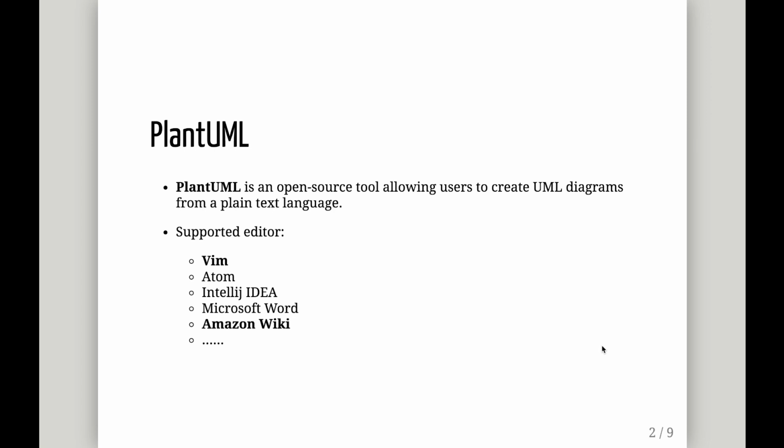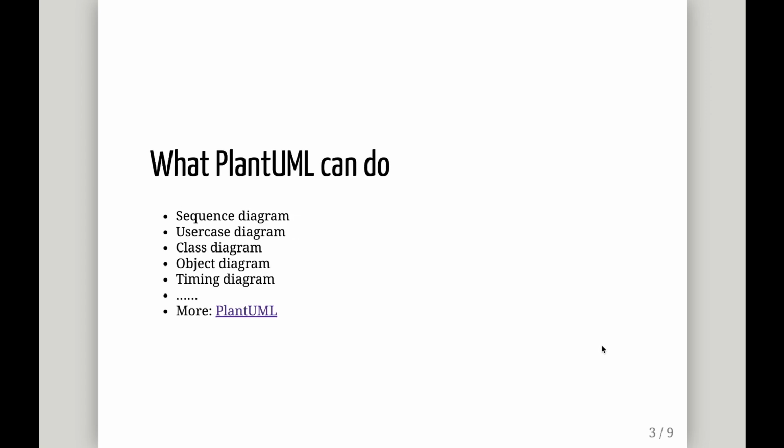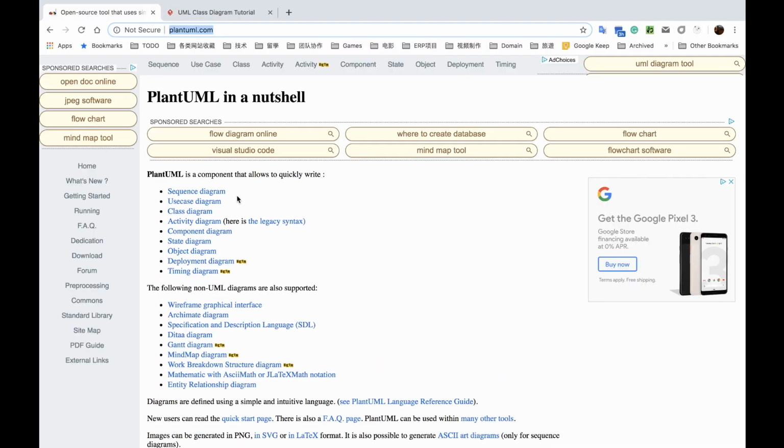And as an open source project, PlantUML is supported by almost all the popular editors like Vim, Atom, IntelliJ, VS Code, even Microsoft Word, stuff like that. And PlantUML can do a lot of stuff like sequence diagram, use case diagram, class diagram, stuff like that. But I won't cover all those details about PlantUML. If you are interested in them, you can always visit PlantUML.com, and they have all those diagrams covered here. You can check whatever you want.